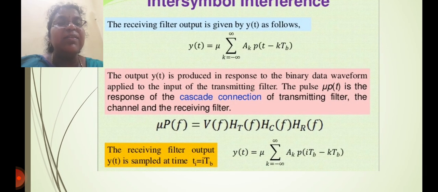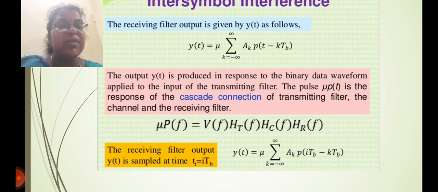Then the receiver filter output, let it be y(t), is given by μ Σ (k = -∞ to ∞) a_k p(t - kT_b). This output y(t) is produced in response to a binary data waveform applied to the input of a transmitting filter. The pulse μp(t) is the response from the receiver filter after passing through the transmitter filter and the channel.